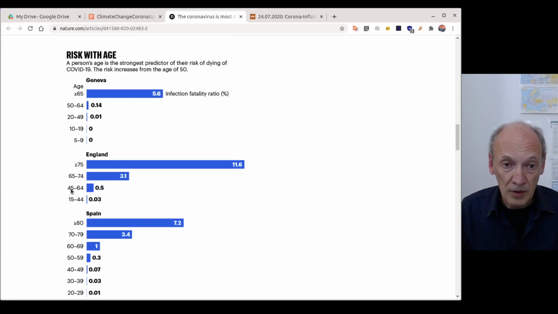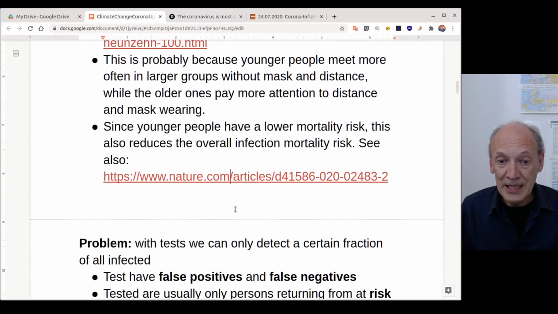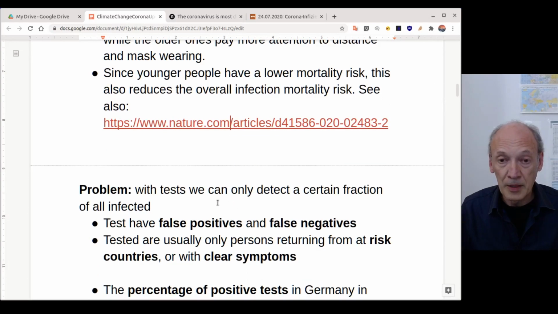In the middle age, 45 to 64, or here 50 to say 69, we have about 1%, right? Here's 1%, here's about 0.5%. When you average out everything, you usually get about 1 to 2% over all age groups. But here you can see it depends significantly on the age. And that's why we also see changes in the infection-based mortality rate when we have a lower average age for the infections. But that will probably change when the virus again reaches the older population.